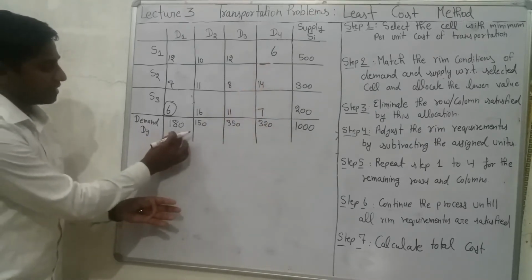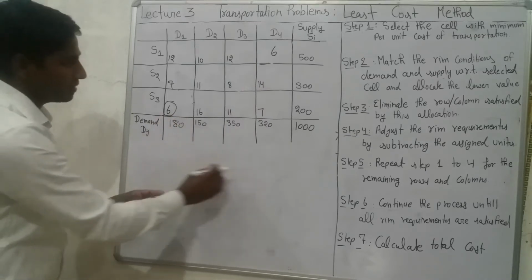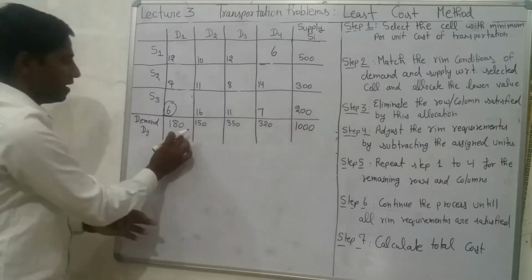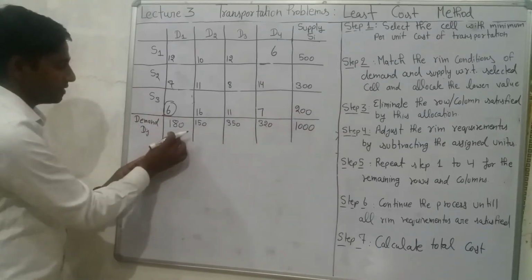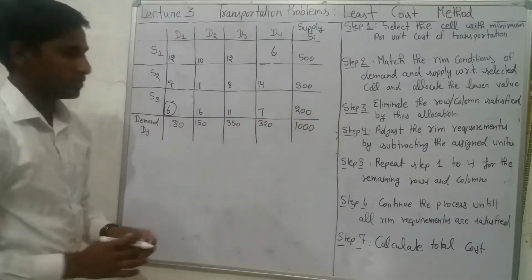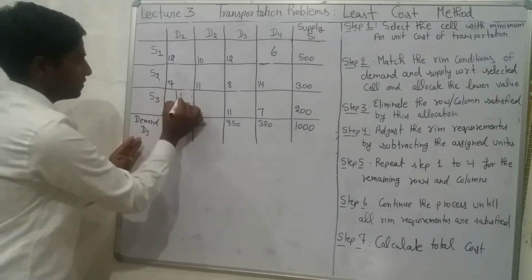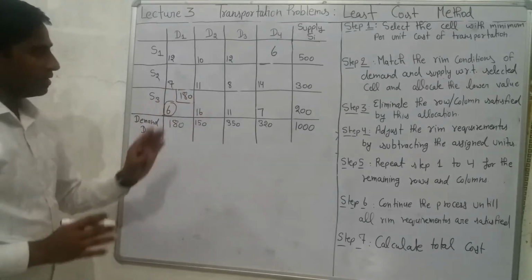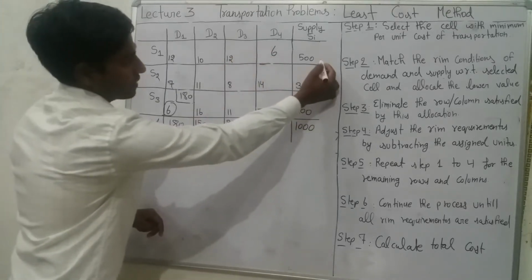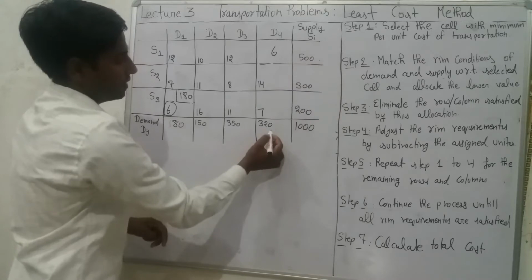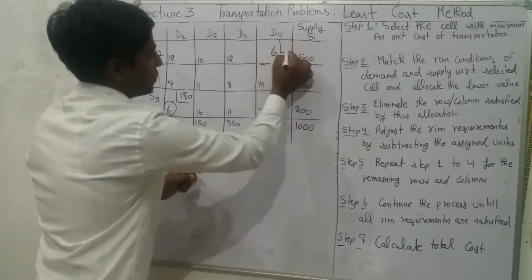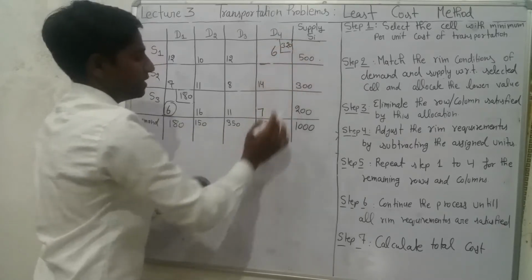Suppose in this cell, how many units we can assign? For that, we have to match the total supply and demand for that respective cell. In this case, demand is 180 units and supply is of 200 units. So we would assign the lower value, that is equal to 180 units. The same step we should apply on this cell. The supply is 500 units and the demand is equal to 320 units. So we would assign the lower value, that is equal to 320 units.